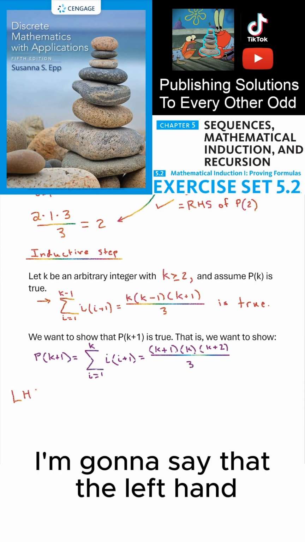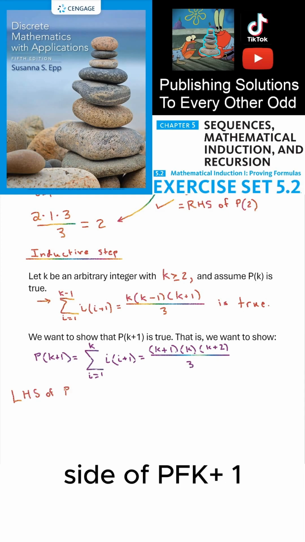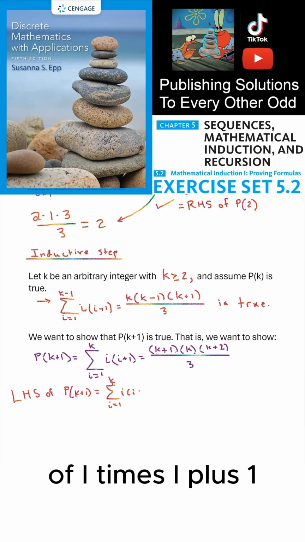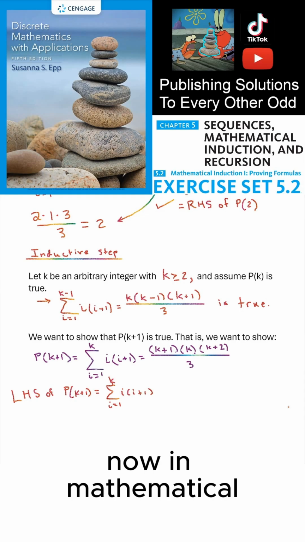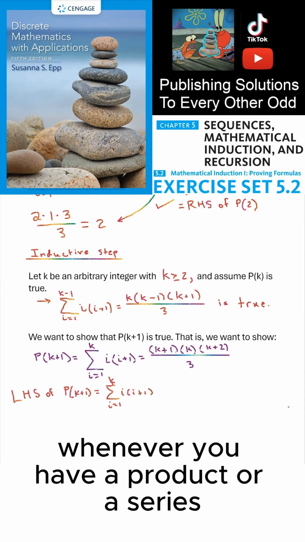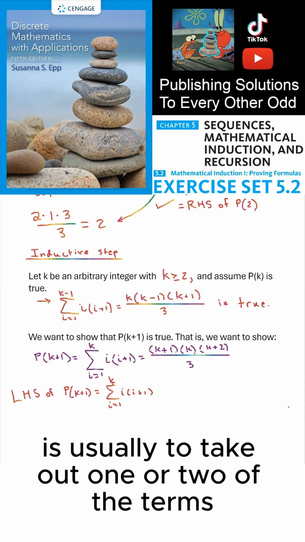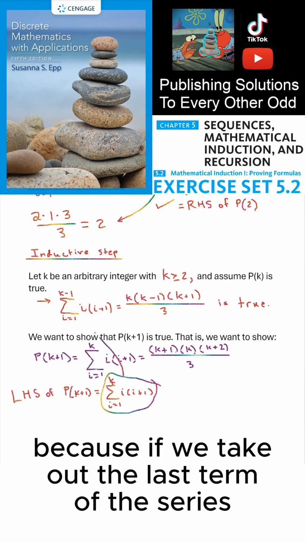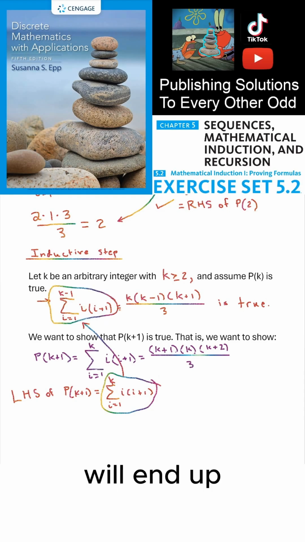So I'm going to say that the left-hand side of P of k plus 1 is this summation from i equals 1 to k of i times i plus 1. Now, in mathematical induction proofs, whenever you have a product or a series, the strategy is usually to take out one or two of the terms, depending on how complicated the proof is. In this case, we're going to pull off the last term. The reason is that if we take out the last term of the series, we'll end up isolating a new series that can be represented with an index variable that varies from i equals 1 to k minus 1 instead of i equals 1 to k.